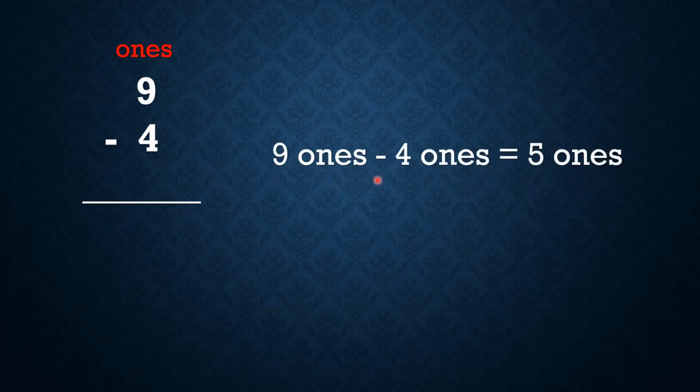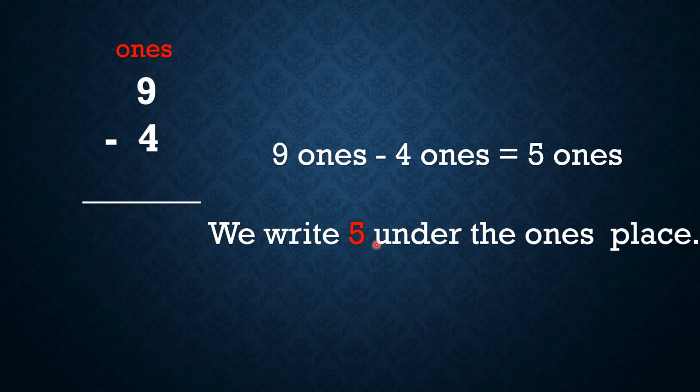Now next, 9 minus 4. So 9 and 4's place value is ones. First, 9 ones minus 4 ones is equal to 5 ones. We write 5 under the ones place. So 9 minus 4 is equal to 5.